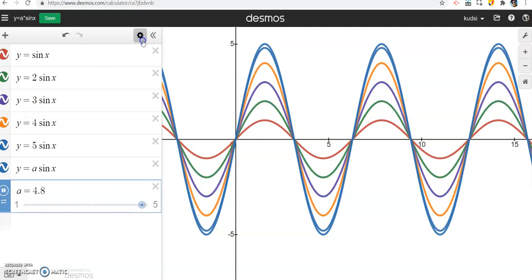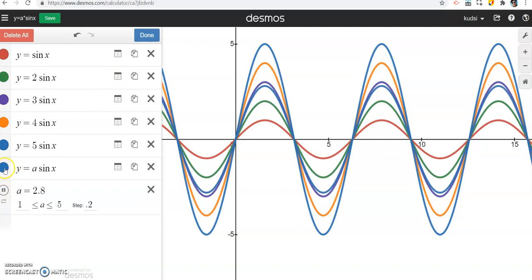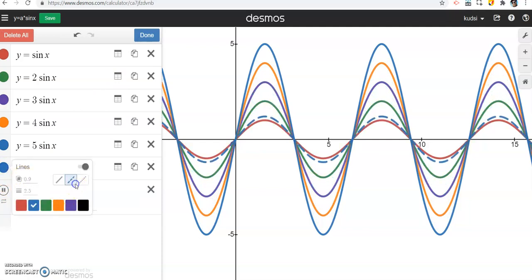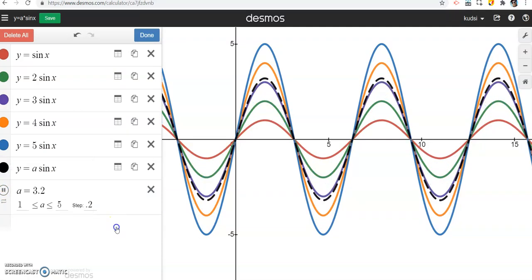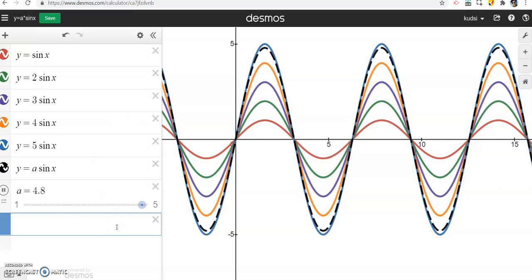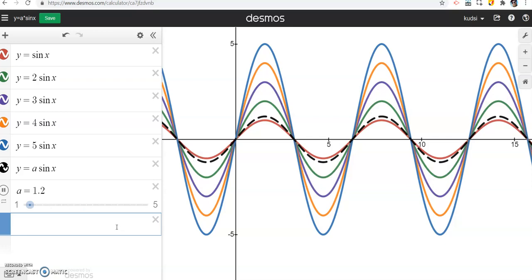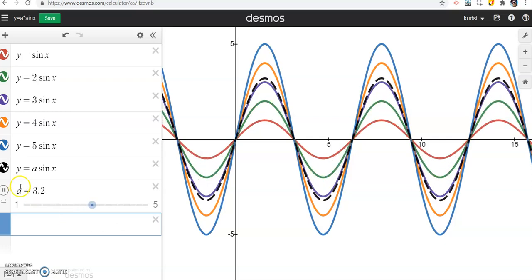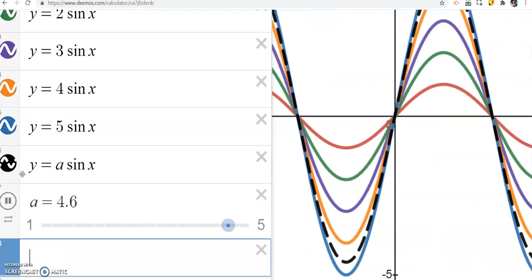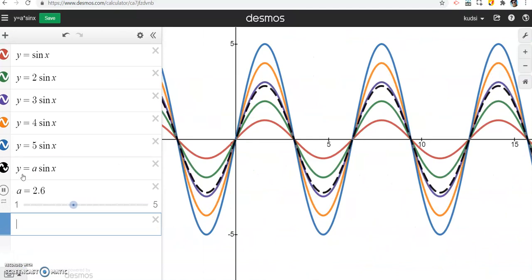And then I'll change the color. Make that a dashed line. That'll be our black one. So you can see how it's stretching and then it's shrinking. Okay, so that's how you can see A is actually a vertical stretch. Again, the variable we use is A, and that's a vertical stretch.